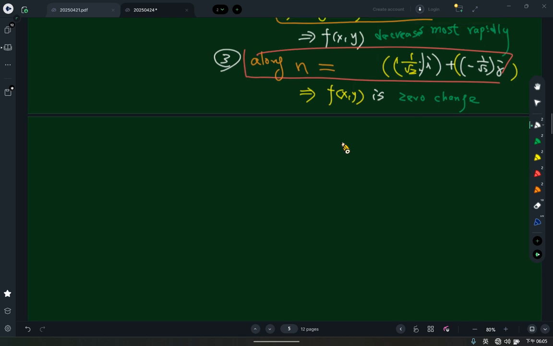Okay, then I will deliver another concept for gradient. Because we can apply gradient vectors to different applications. So I will introduce the first one: gradients and tangents to level curves.